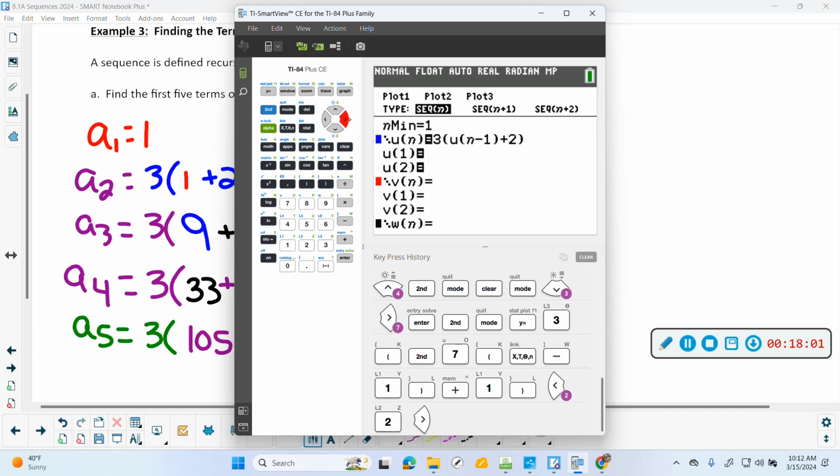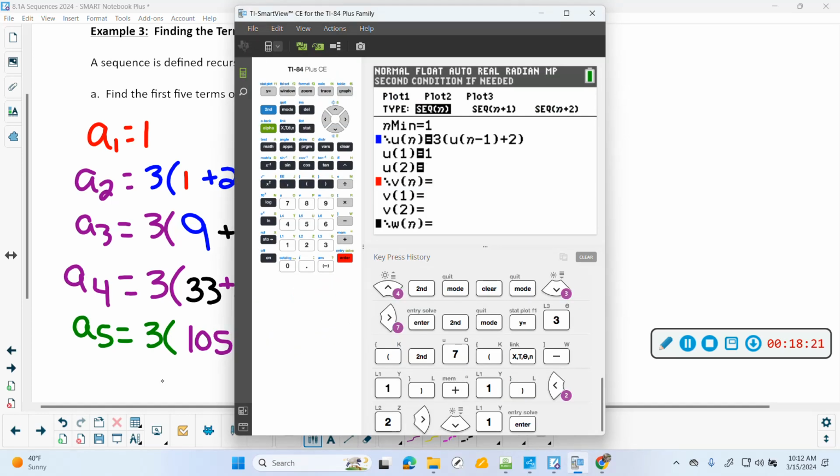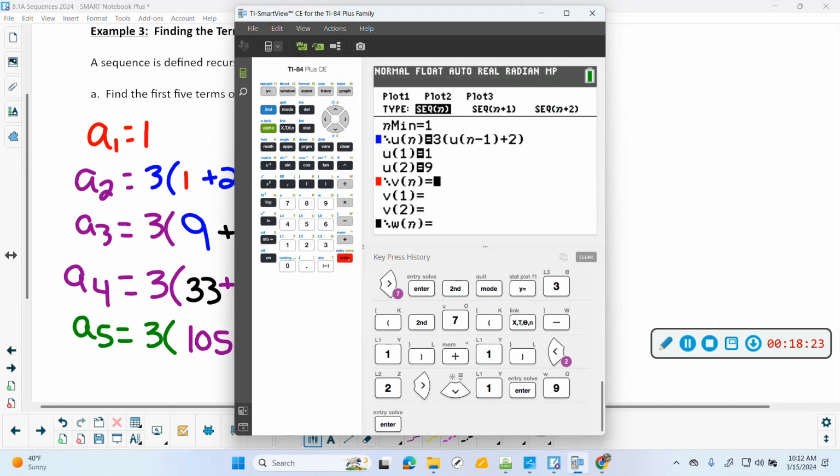Yep. Okay, now you have to also, notice these are blocked. You have to fill those in. Well, they gave us the first term. Let me go down to it. The first term was 1. And my second term, I've got it covered up here, was 9. I'm going to put that 9 in. Okay, does everybody have that typed in?